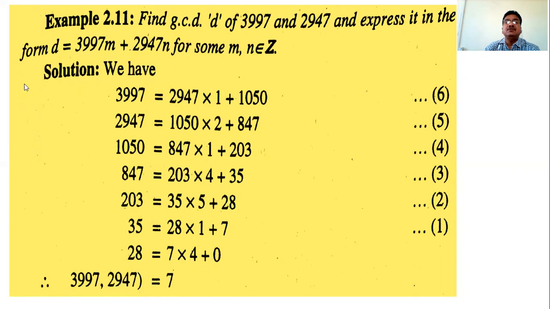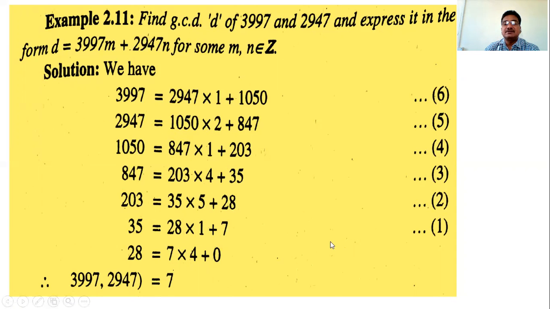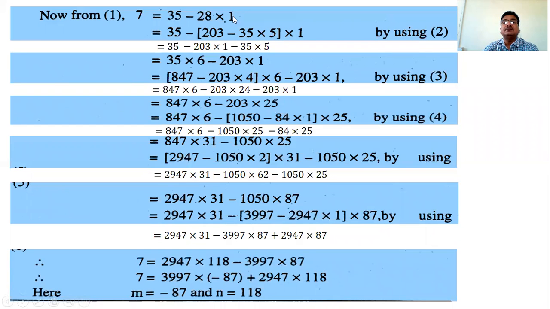Then next, we have to find the values of M and N. For that we use these equations. We number the equations in reverse order: the second last equation is number 1, then the previous is 2, then 3, and so on, 4, 5, 6. Then use the last equation. What is the value of 7? It is 35 minus 28 times 1.